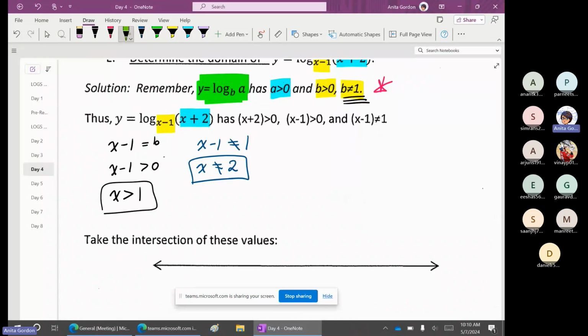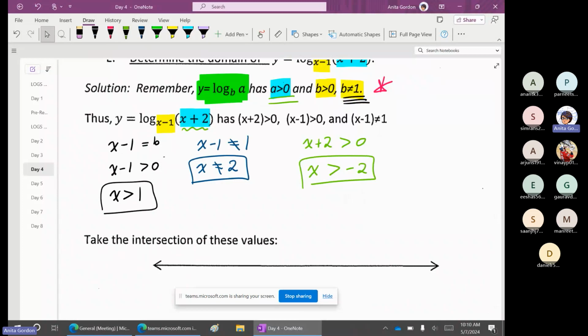And my last one is looking at the inside of the function. The inside of the function must be a positive number. So x plus 2 must be greater than 0. So then x must be greater than negative 2. So I have 3 restrictions here. When we go to do a domain of a function that has multiple restrictions, we only use the part of the domain where there is overlap.